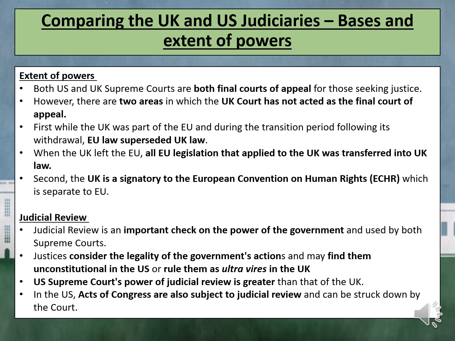Now let's look at judicial review. Judicial review is an important check on the power of the government and is used by both courts. Justices consider the legality of the government's actions and may find them unconstitutional in the US or rule them as ultra vires in the UK. The US Supreme Court's power of judicial review is greater than that of the UK. In the US, acts of Congress are also subject to judicial review and can be struck down by the court.